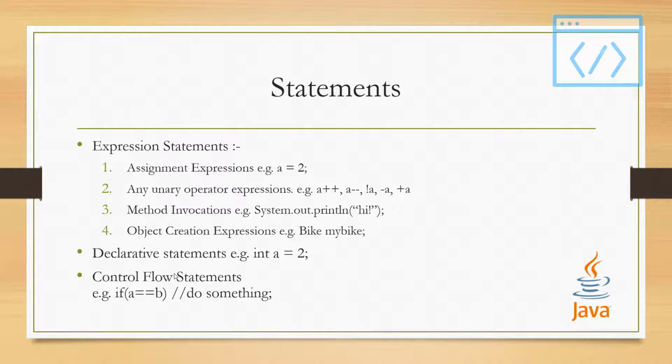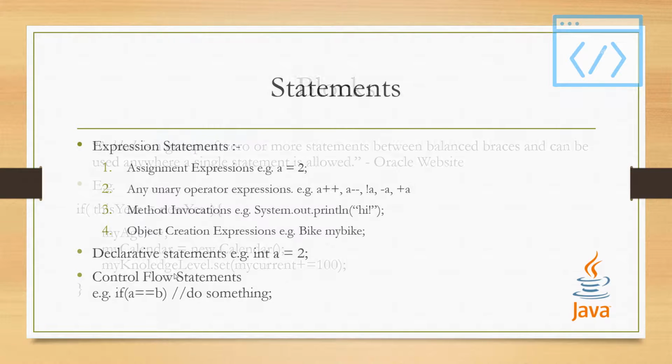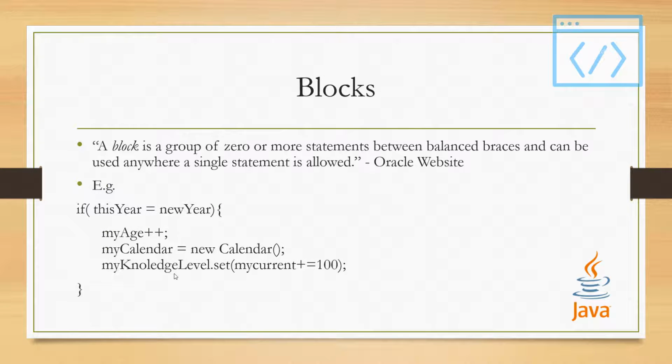And there's another one called branching statements. So those are the 3 control flow statements. Those we're going to have a look at in the next tutorial. But for now, that was statements. And the last is blocks.